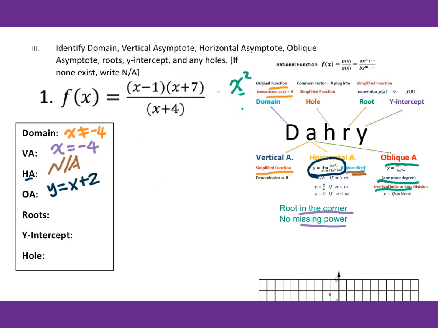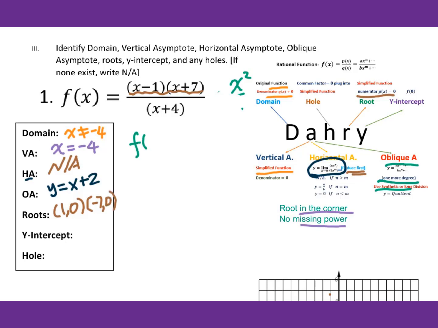For the root, that's the numerator equal to 0. Therefore, we will set up x minus 1, x plus 7 equal to 0. You will get the 1, 0, and a negative 7, 0.